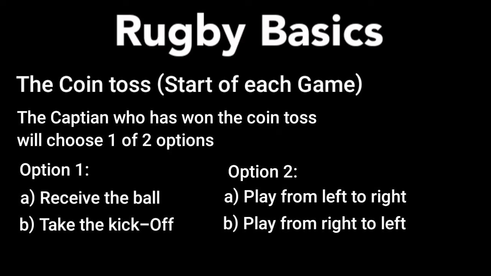But that doesn't mean that when the captain who has won the coin toss has to choose to kick or receive, they can choose to play from left to right or from right to left, but they can only choose one option. So when they do this, then the losing captain will be given the option to either kick or receive. So that is the coin toss, and that happens at the very start of each game before the rugby players can even run onto the field. And that is done by the two captains and the referee.